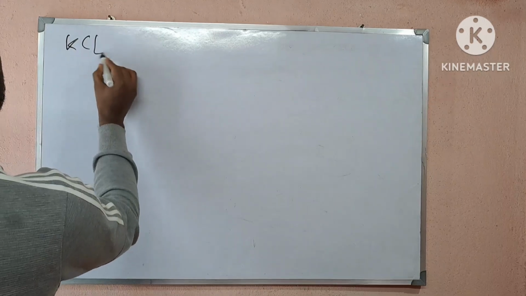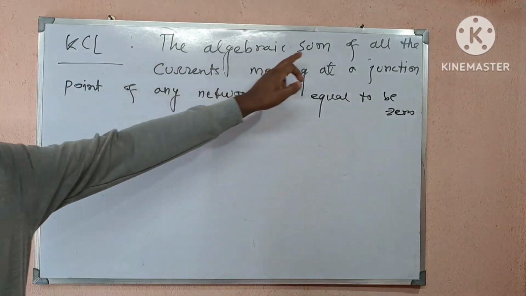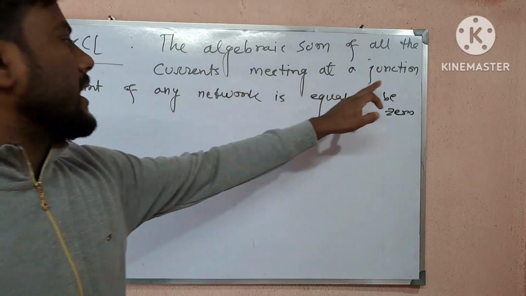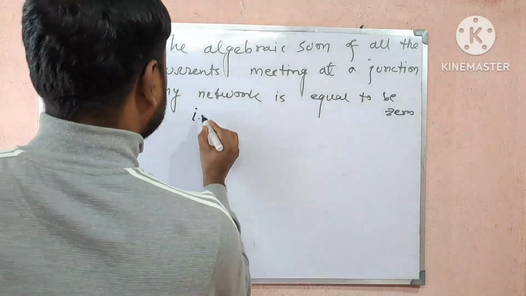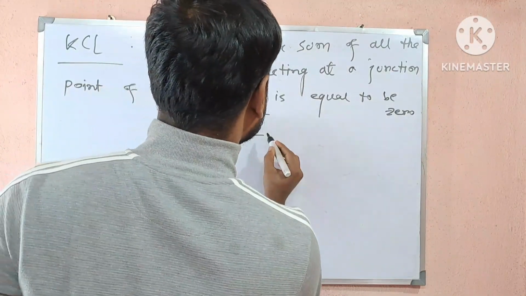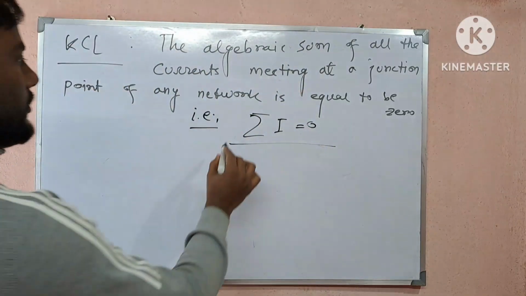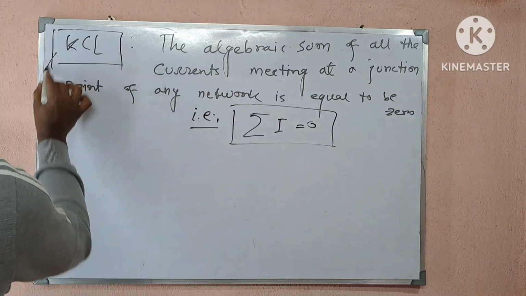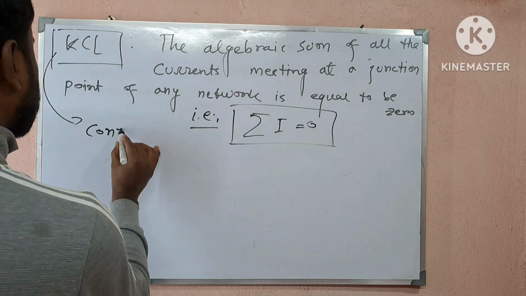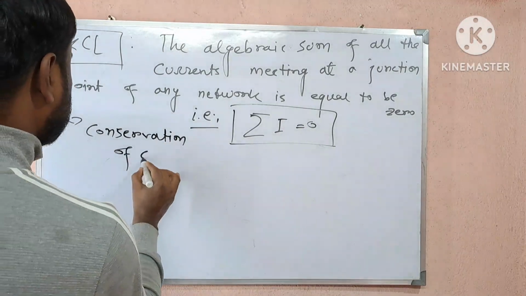KCL, Kirchhoff's current law. So what is this statement? The algebraic sum of all the currents meeting at a junction point of any network is equal to zero. That means we can write mathematically, sum over I is equal to 0. The algebraic sum of all the currents is equal to 0. And we have to remember that KCL basically represents conservation of charge.